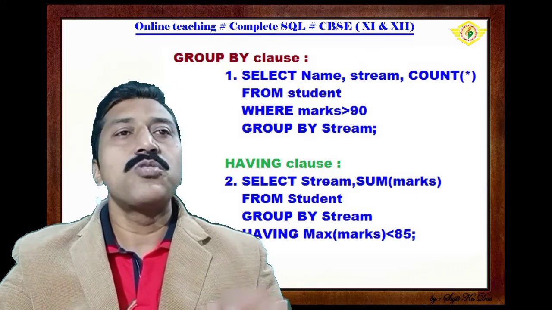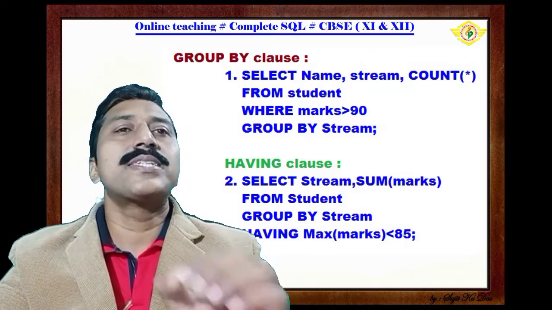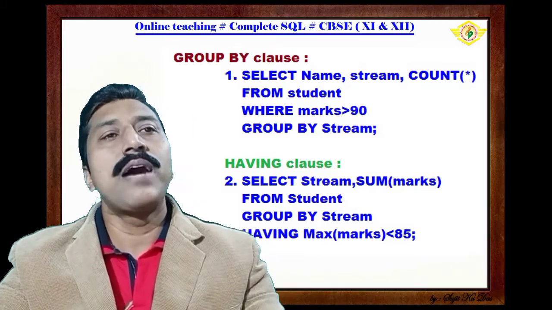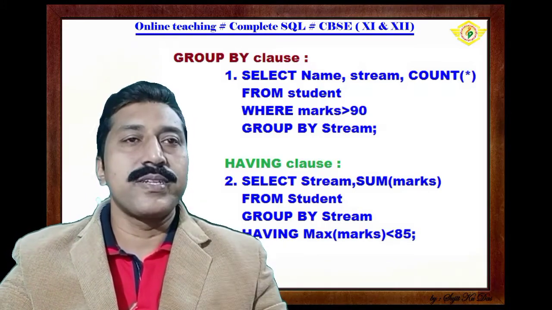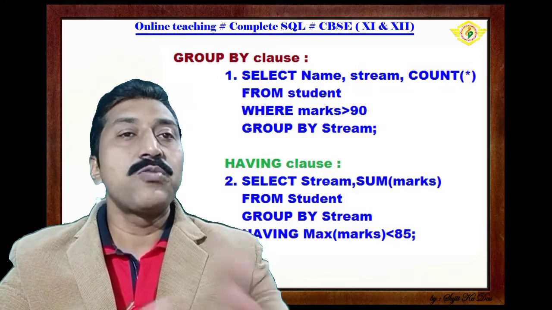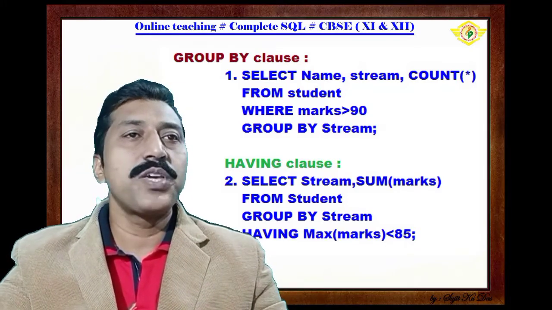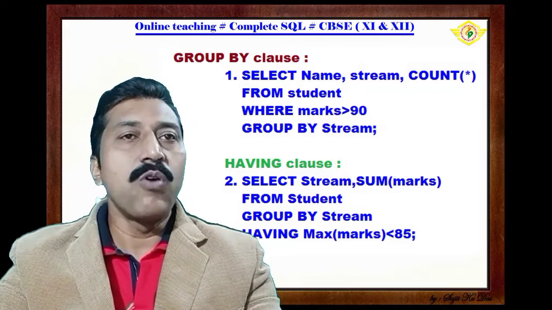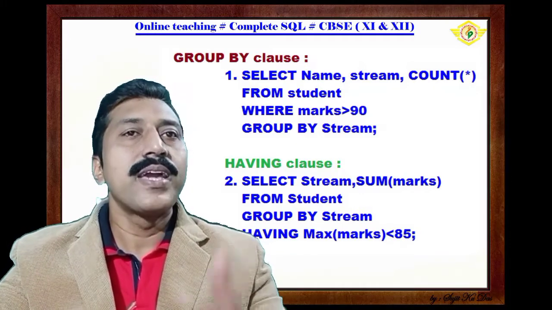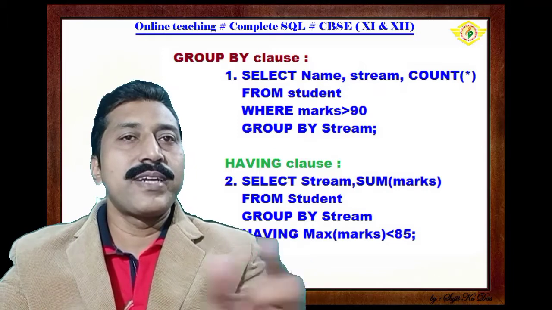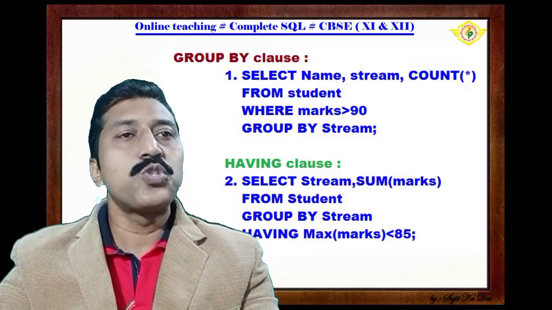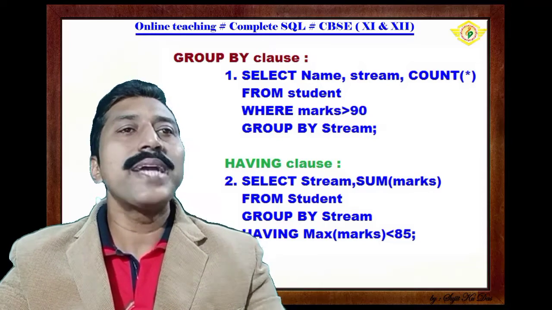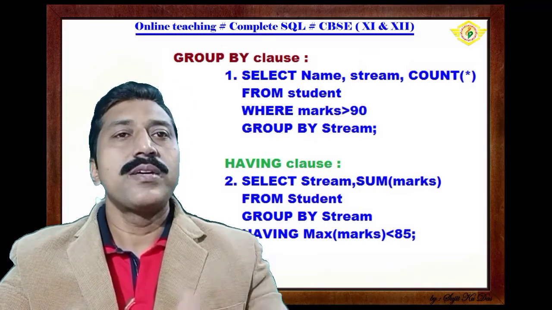Suppose one example: display the name and stream and count the total number of students who have secured more than 90 marks according to their stream. So how to write? I am showing you. Select name, comma, stream, count within brackets star, I have given the alias number of students, from student where marks greater than 90, condition given, group by stream. Okay, so now you see the result.